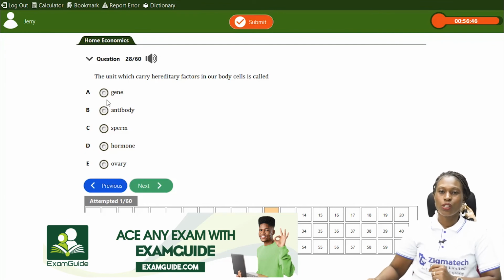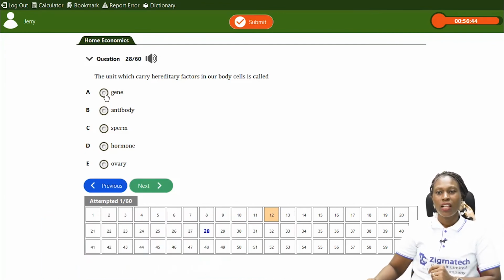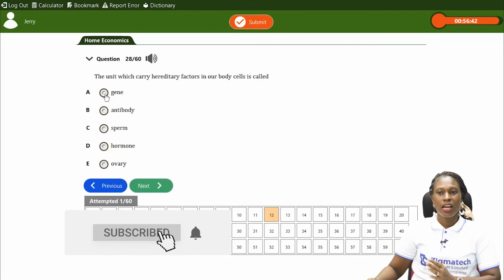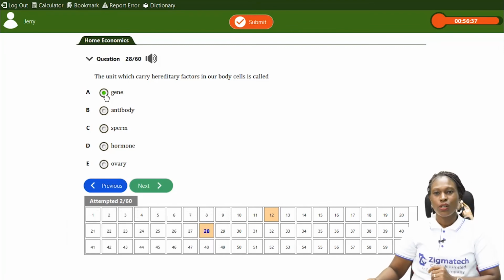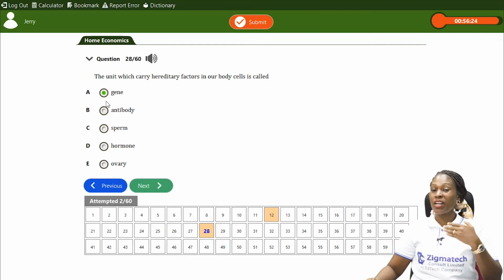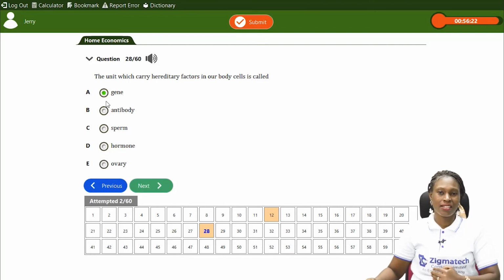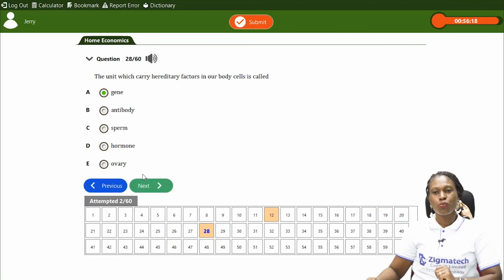So the option that we should go with here is the gene as a unit which carries hereditary factors in the body. You know, with the one we talked about the hair, people can actually pick it up from their hereditary. So it can run through the genes of people for them to have what their parents had or their grandparents had. So this is the answer to this question. Let's move on to the next question.